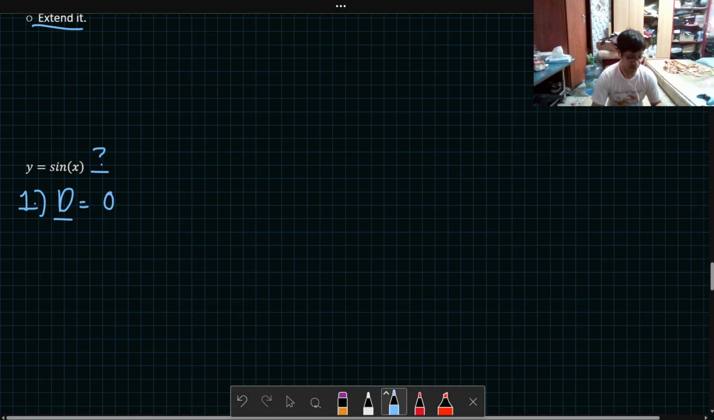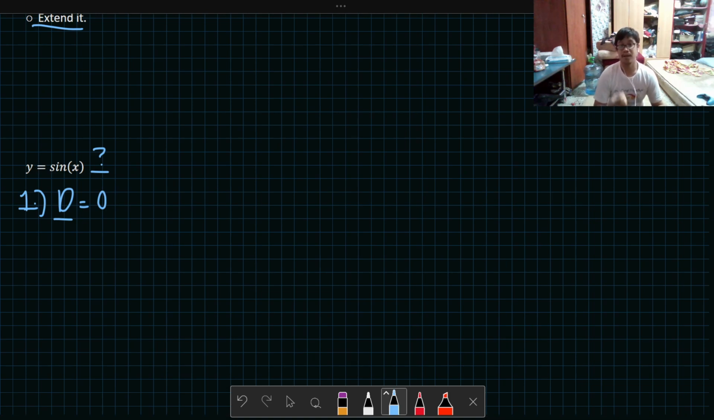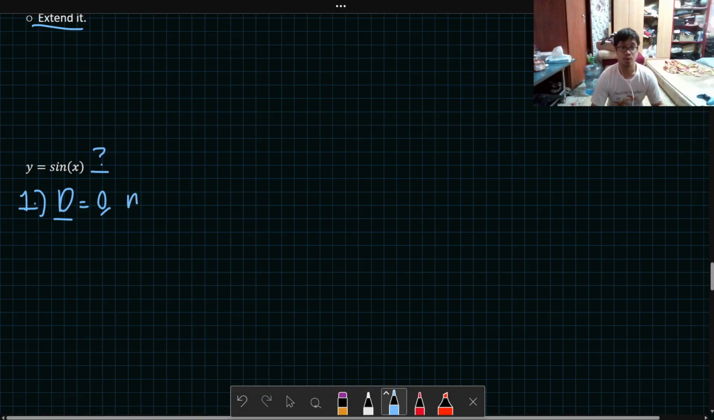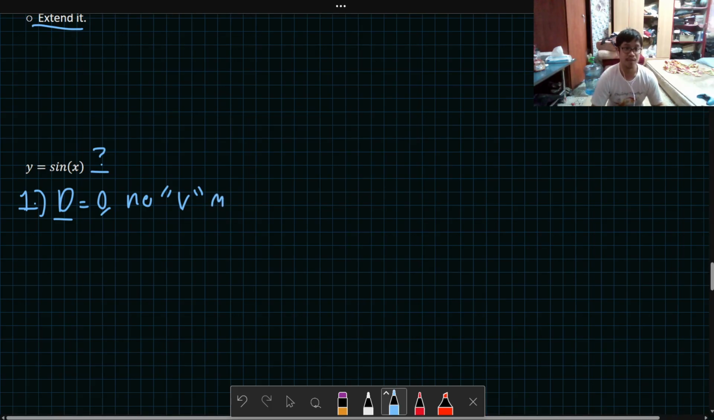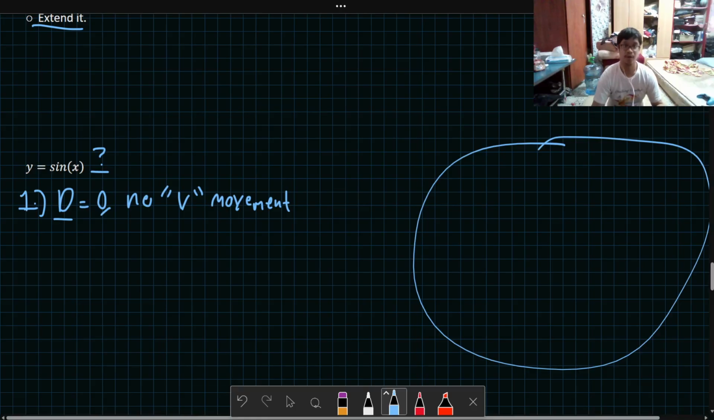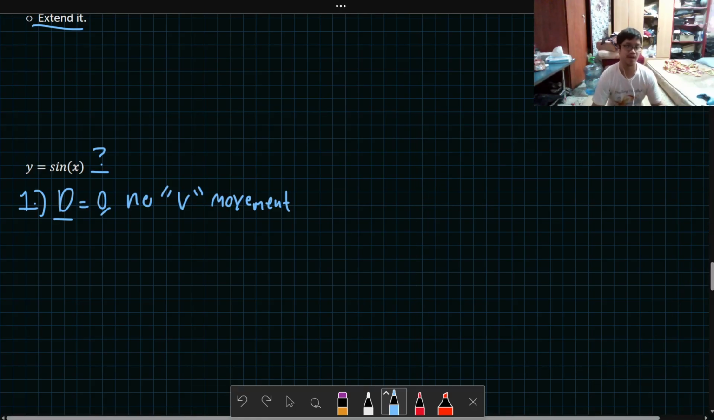Not only because it is not visibly given, but also because there would be no vertical movement, or translation rather. The graph will not move upward nor downward. So, no V movement. I would like to write the whole word vertical, but for the sake of space, because I'm going to draw the graph here, I would rather just make it as short as possible.